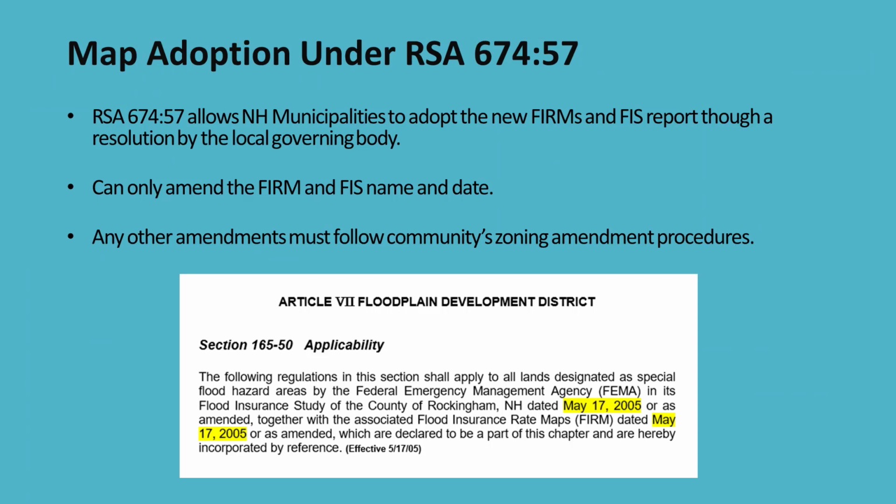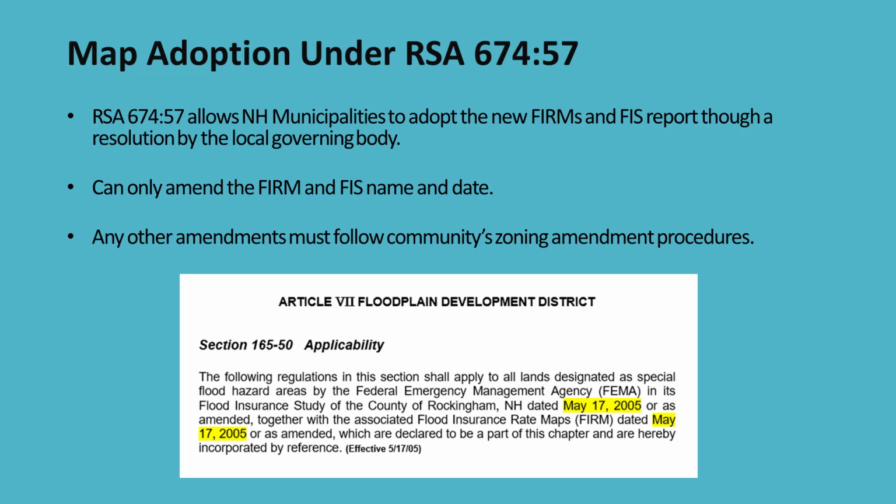New Hampshire RSA 674:57 allows New Hampshire municipalities to adopt the new FIRM and FIS report through a resolution by the local governing body. Following the resolution passing, the statute also allows municipalities to amend their floodplain ordinance by replacing the old FIRM and FIS report date with the new FIRM and FIS report date without further action by the local legislative body. That being said, any other amendment to a municipality's local floodplain regulations must follow the community zoning amendment procedures, that being either town meeting, town ballot, or city council.